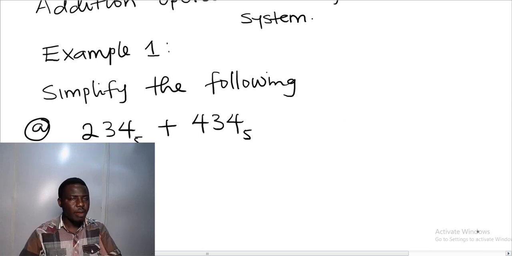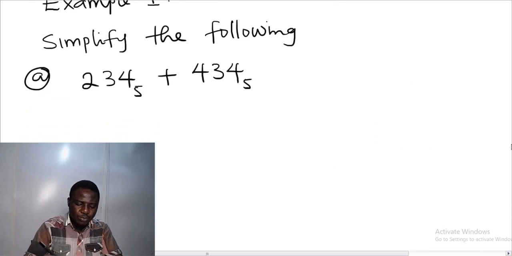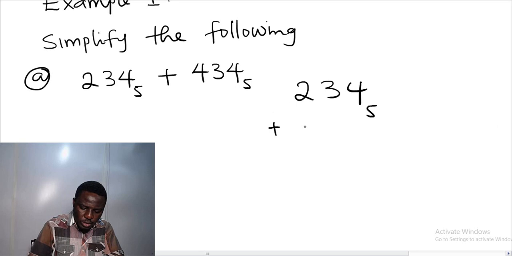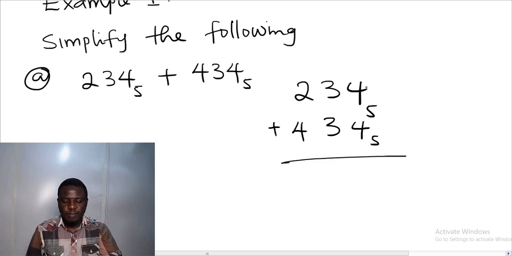Now, back to addition in base 5. How do we add this? We are going to add it based on what I just did in base 10. This is going to be 234 base 5 plus 434 base 5. Let's add together.